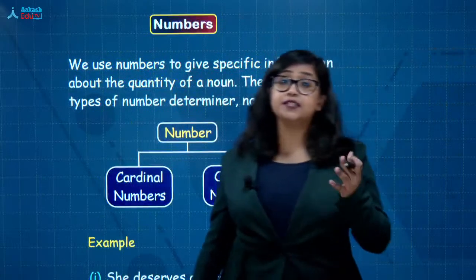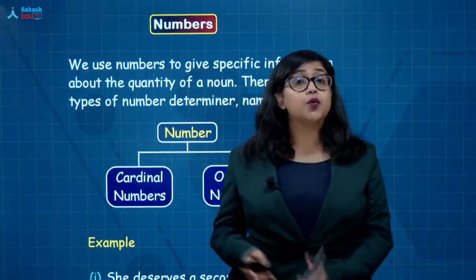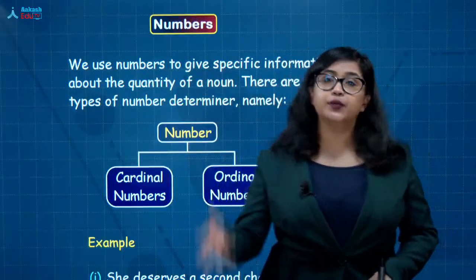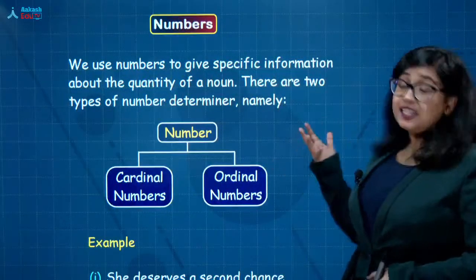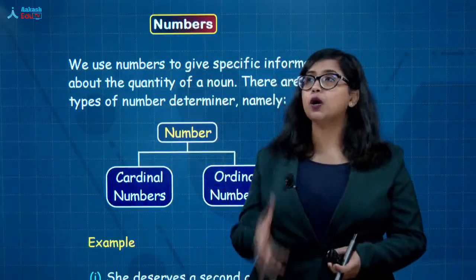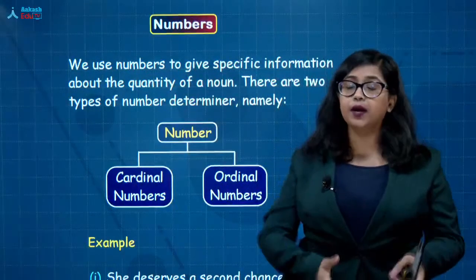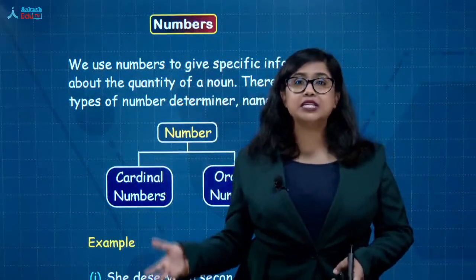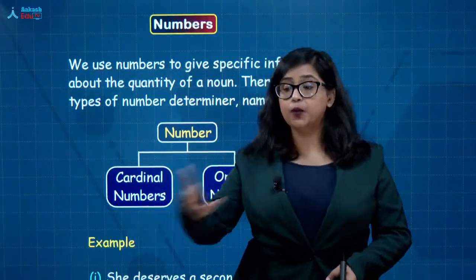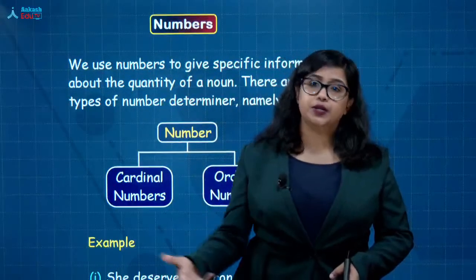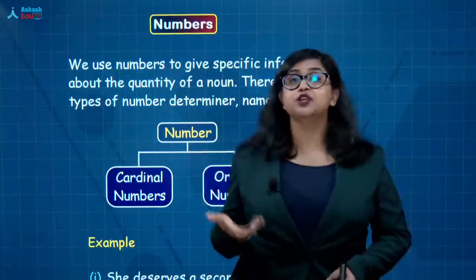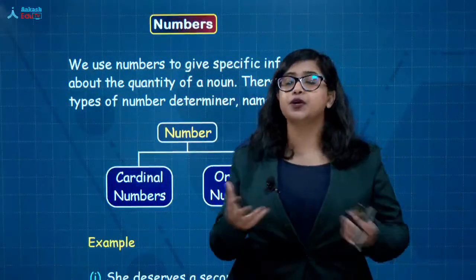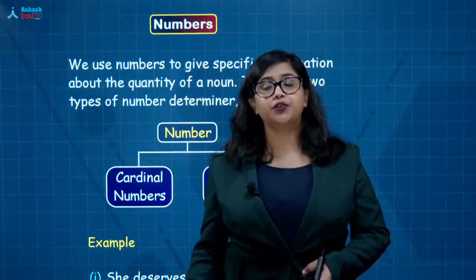So now that we have seen what possessives are and what quantifiers are, let us move on to the very next type of determiner, which is numbers. Like I said, when we talk about quantity, we talk about it in two different ways. One is that we use quantifiers. Quantifiers mean that we talk about the quantity in an indirect manner. We are not being specific about the quantity. We are sort of giving an estimation of the quantity of the noun.